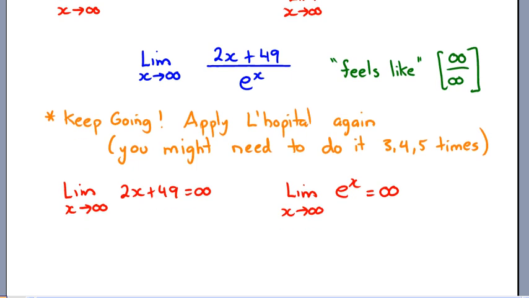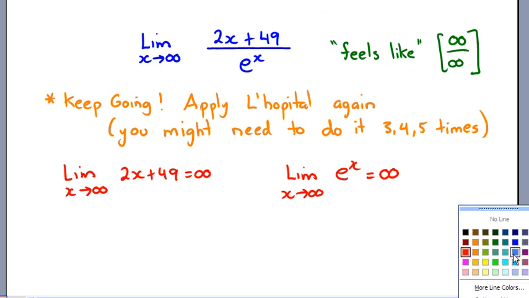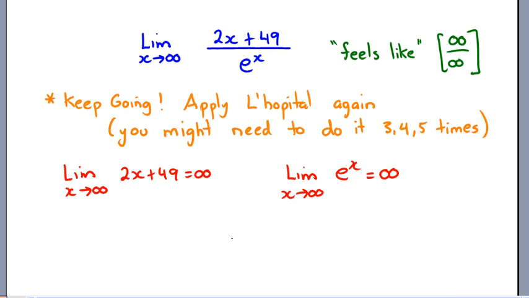So then I do L'Hopital's rule again. I'm going to do the derivative of that top, that 2x plus 49. Well, that would just be a 2. And the derivative of the bottom, still an e to the x. And I'll do a limit as x goes to the value we're looking at. Happens to be infinity here. And so how does this thing feel? What's this thing doing here?